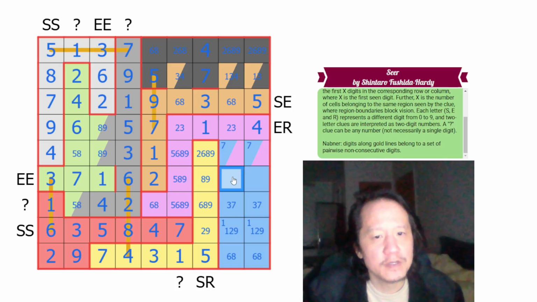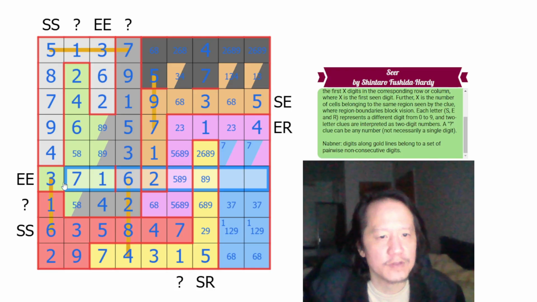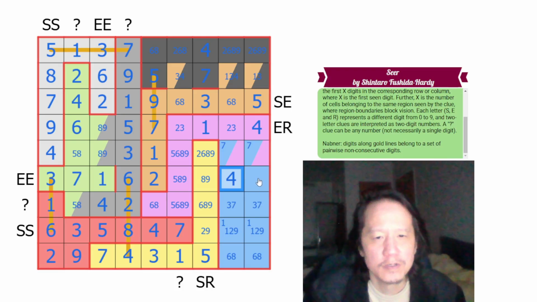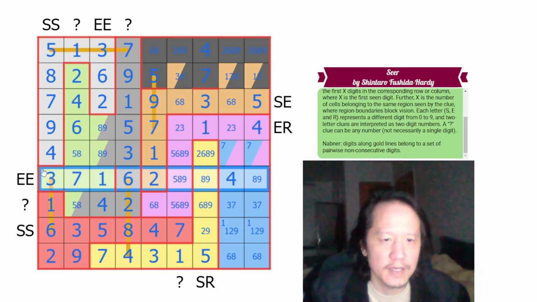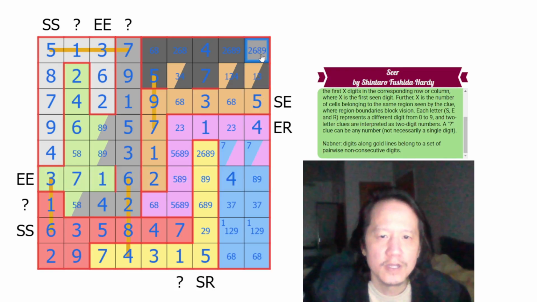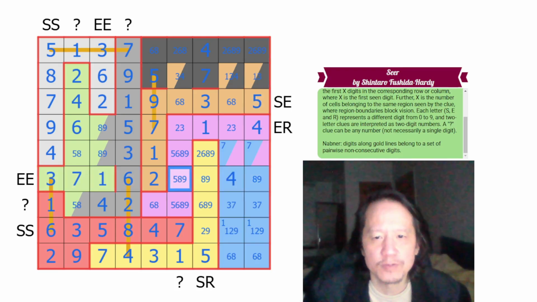There has to be a 4 in one of these in row 6, and it can't be here, so this must be a 4. And this must be 5, 8, or 9. And it can't be 5. We have an 8, 9, 8, 9 pair now in row 6, which eliminates 8 and 9 from the rest of the row, so this must be a 5. This can't be 5, and this can't be 5.